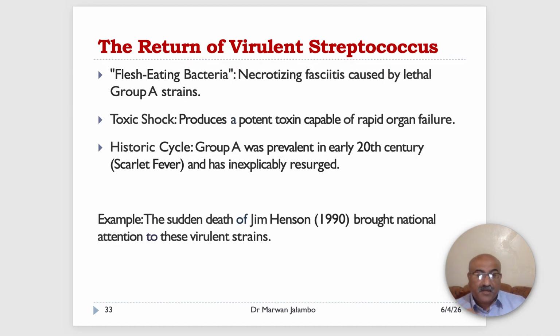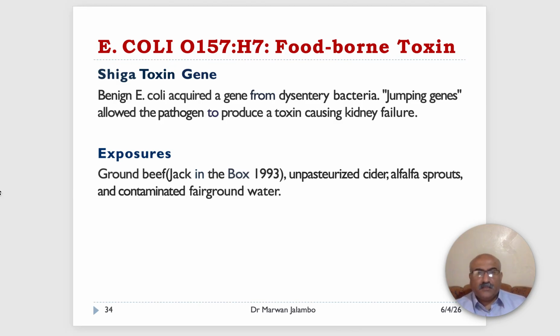A similar genetic upgrade happened to a common resident of our gut. Most E. coli is harmless, but the O157:H7 strain acquired a gene for the Shiga toxins. This allows it to cause severe kidney failure. It spread through our industrial food system, from ground beef to alfalfa sprouts, showing how centralized food production can amplify a local contamination. The common thread in our struggle against bacteria is the fading power of our medicine.